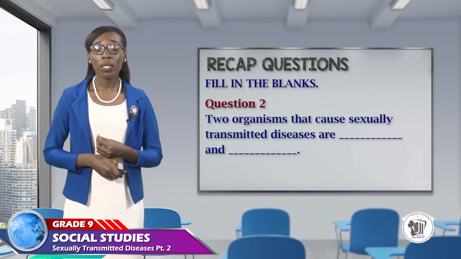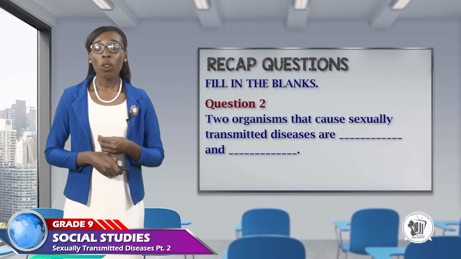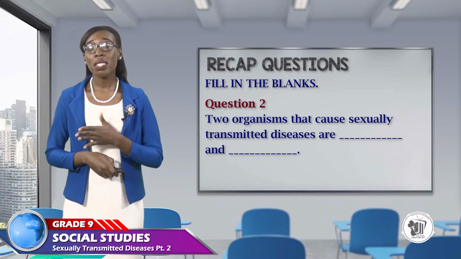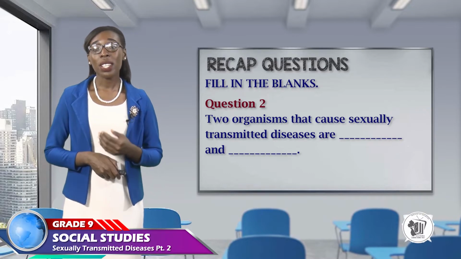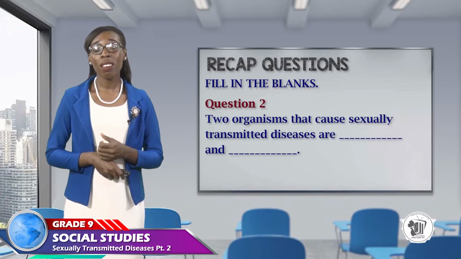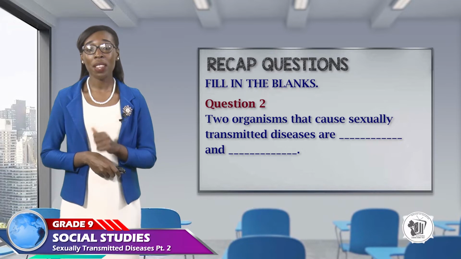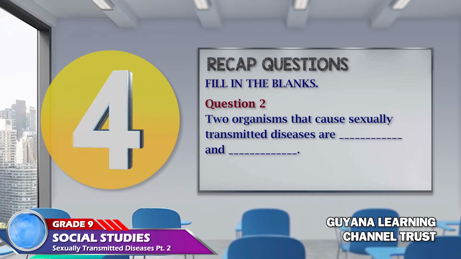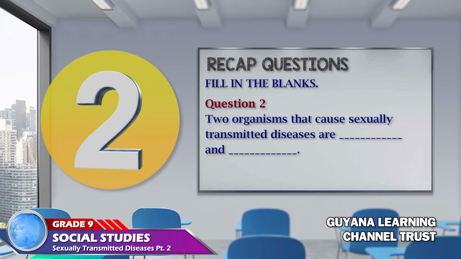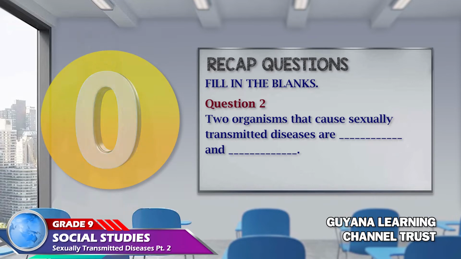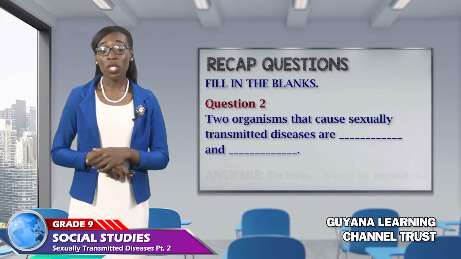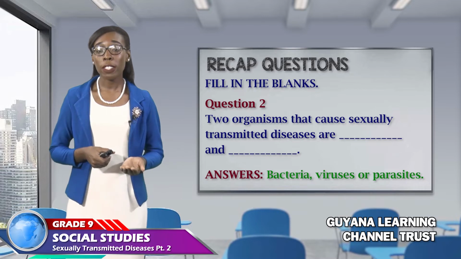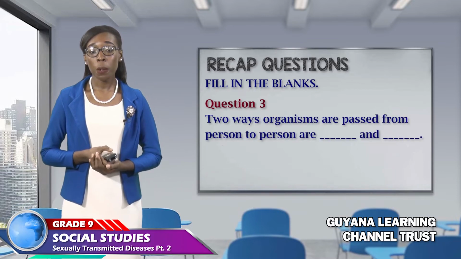The second question. 2 organisms that cause sexually transmitted diseases are something and something. All right, if you mentioned 2 of these 3 options, then you are correct. Bacteria, viruses, or parasites.